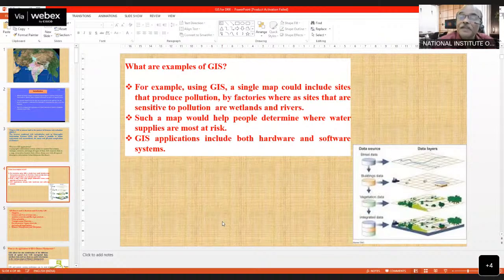For example, a single map could include sites. Suppose some industry is nearby in some area in the Gangetic Plain, say near Samastipur. That industry may be a sugarcane industry, or say a leather industry. Its outputs will go especially into the water, either a river, or a nearby nala or somewhere. And ultimately it will percolate into the ground. So now it is polluting the groundwater, it is polluting the subsurface.